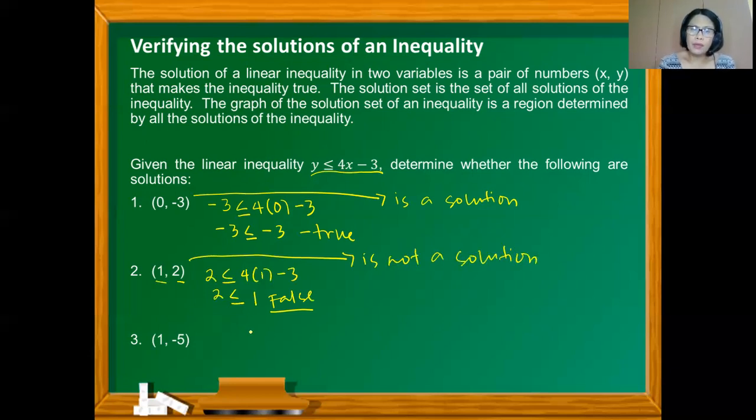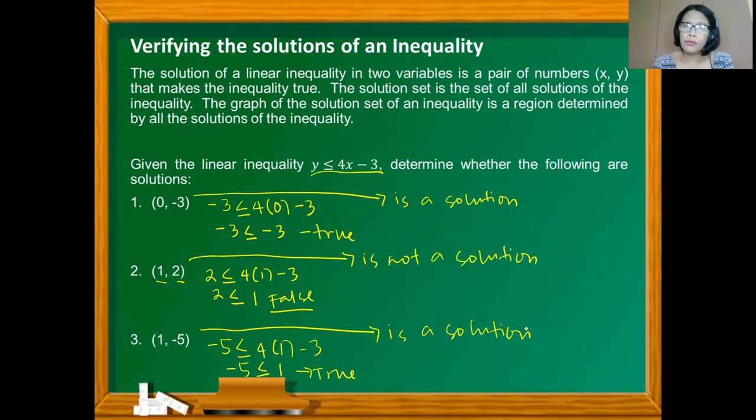And then (1, negative 5). Substituting the values of these into the inequality, we have negative 5 is less than or equal to 4 times 1 minus 3. So this is negative 5 is less than or equal to 1. This is a true statement, which makes (1, negative 5) a solution of the inequality.